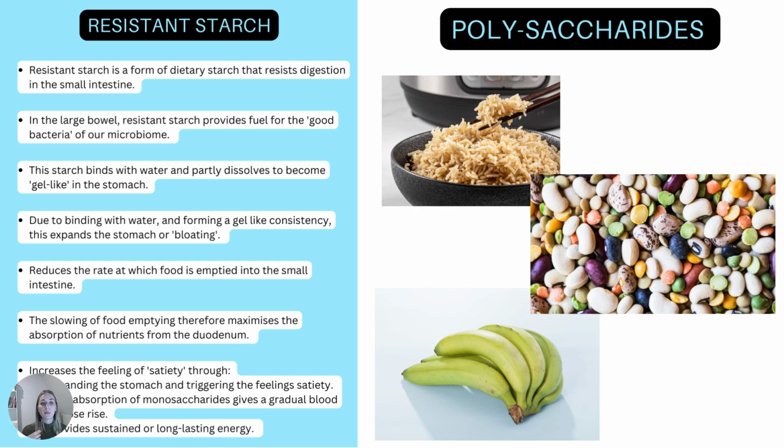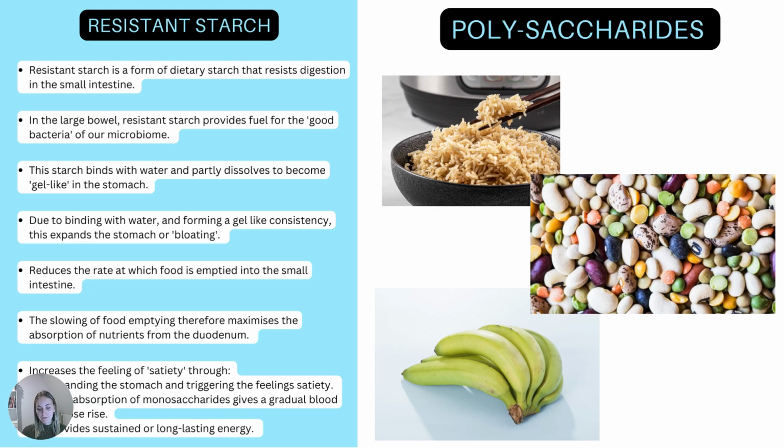So it's really important that we're consuming resistant starch, one, to maintain our digestive health, particularly with those good bacteria, feeding them, and also reducing weight gain as well, because if you're feeling fuller for longer, you're not going to want to eat as much and you're going to reduce that weight gain as well. Some food sources of your resistant starches are like your green bananas, beans, brown rice, whole grains.